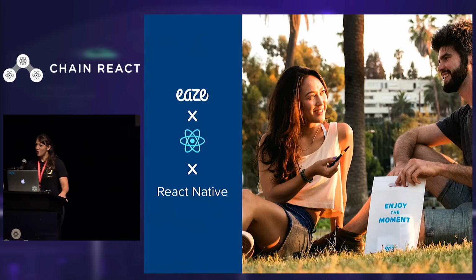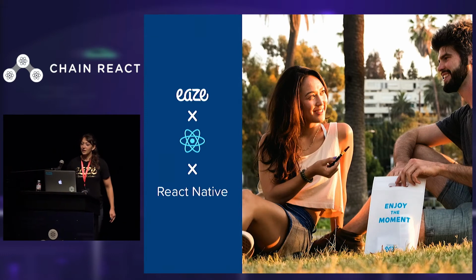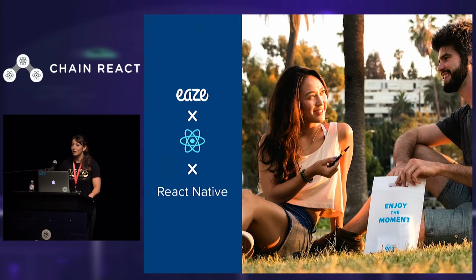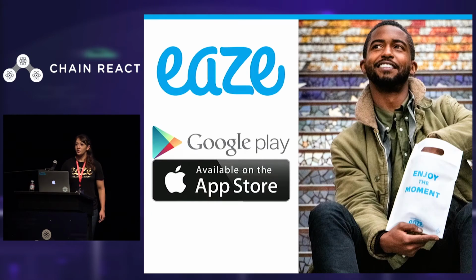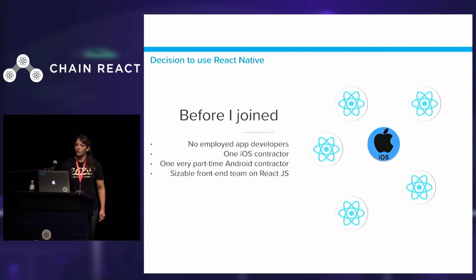So today I'm going to talk about how we use React Native at Eaze and how the technology of React Native addresses some of the issues and challenges that are pretty unique to a cannabis startup. So over at Eaze, we have two mobile apps. One is the app which drivers use to facilitate their deliveries, and the other is the consumer app that's available in the app stores. So why did we decide to use React Native in the first place?